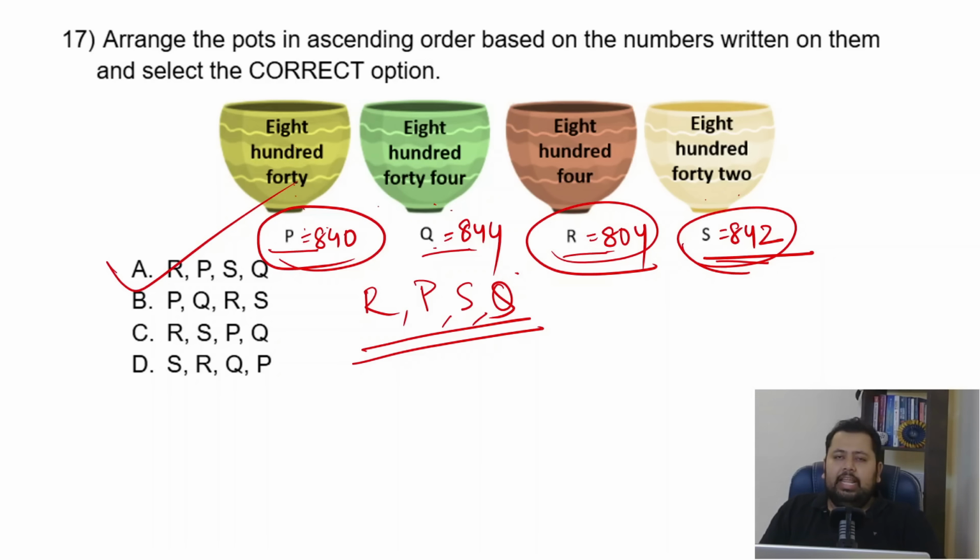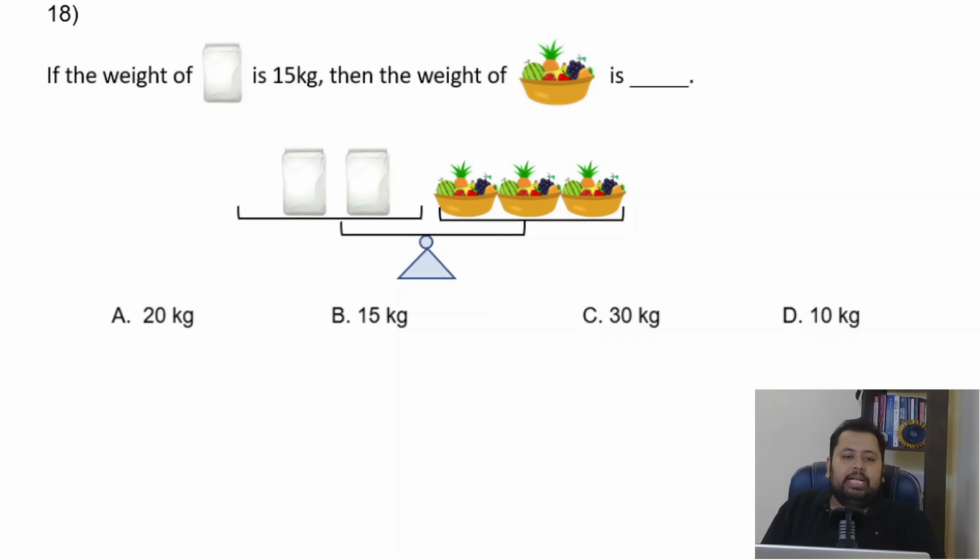Hopefully you got this one correct. This was very easy. You only had to know what ascending means, and you only had to know how to write number in number letter format, or you have to just do the reverse, right? Number letters have been given, you just have to find the number, right? So let's now go to question number 18.